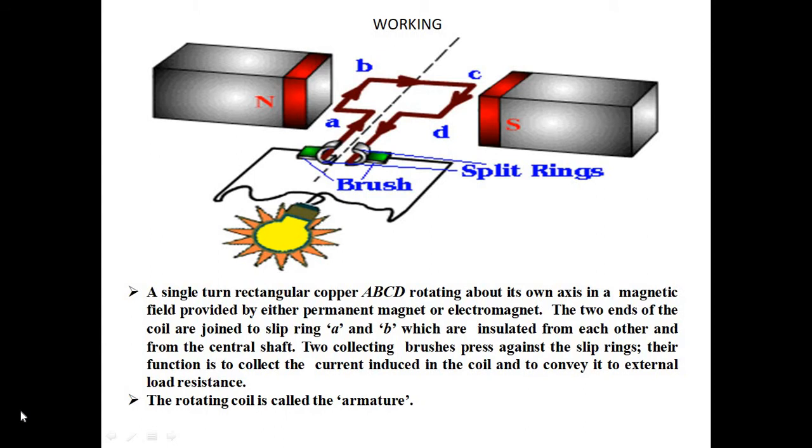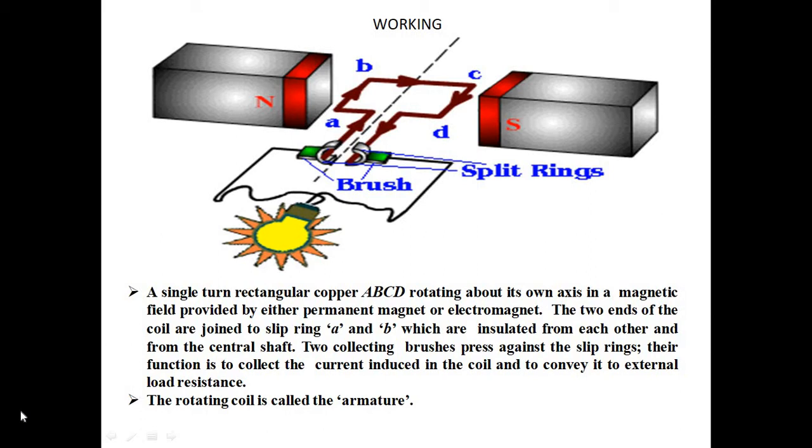Working. The simple diagram: left side north pole, right side south pole. The magnetic field flux passes from the north pole to the south pole, in between which is the single conductor.